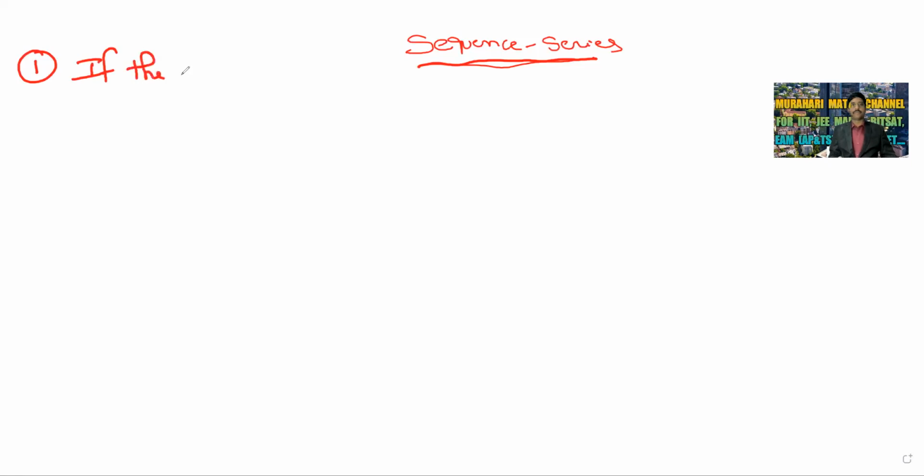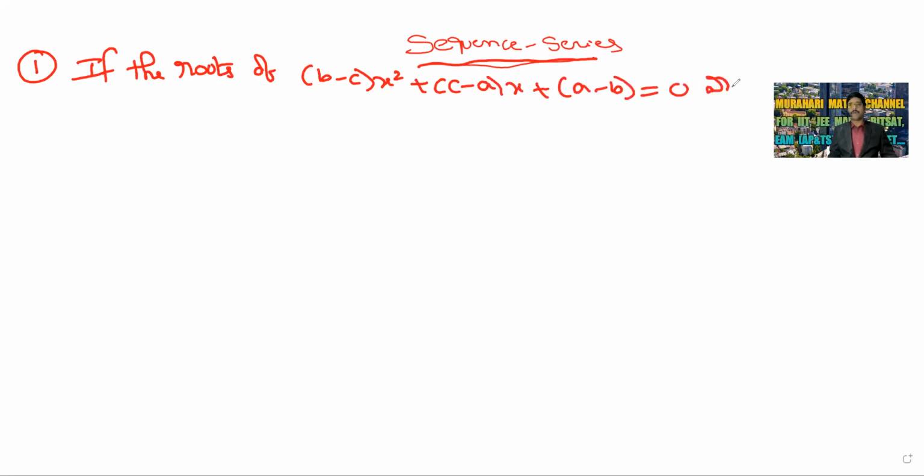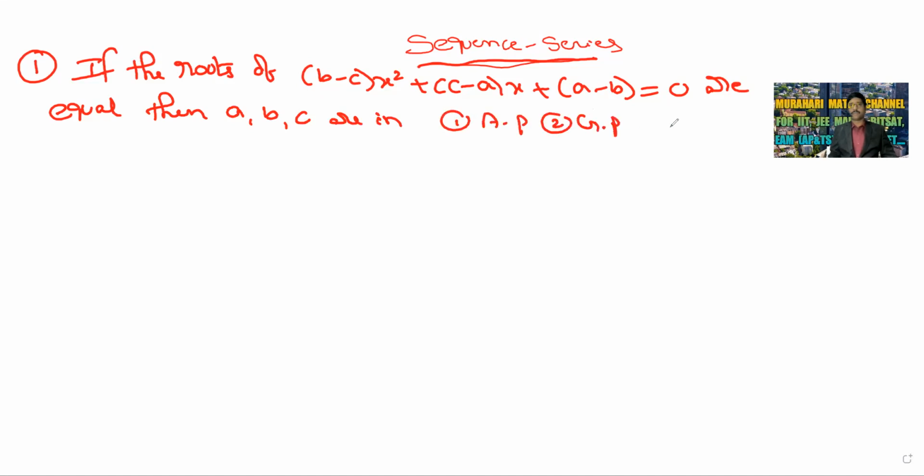If the roots of b minus c into x square plus c minus a into x plus a minus b equal to 0 are equal, then a, b, c are in. Option 1, AP, option 2, GP, option 3, HP, option 4, none of these.